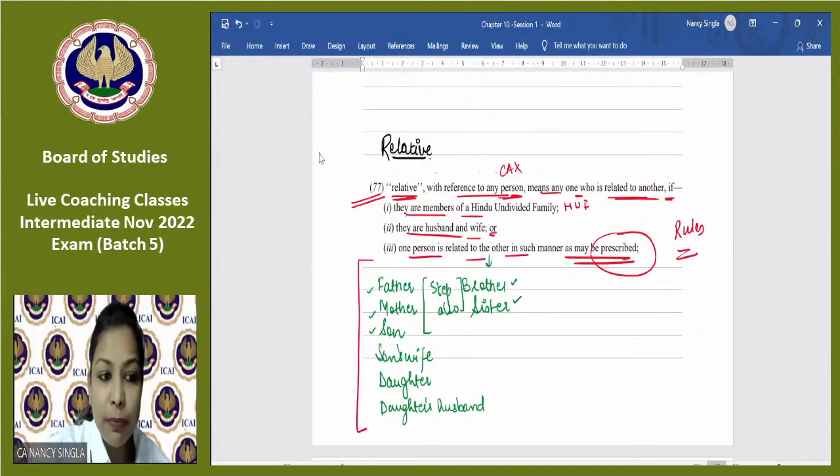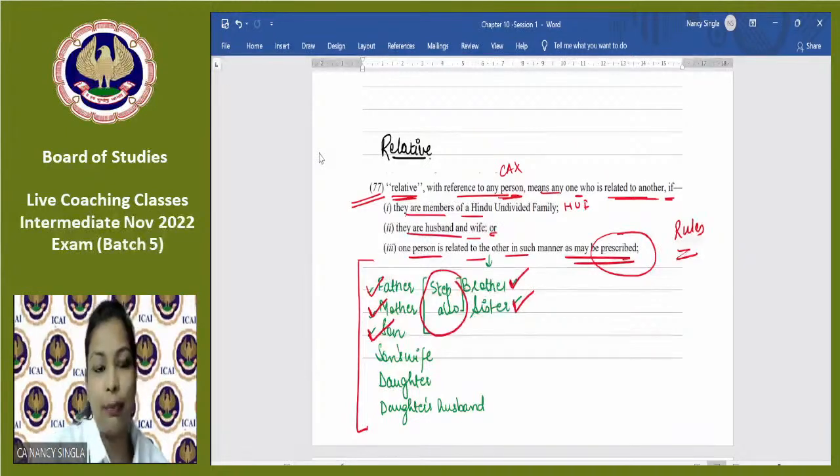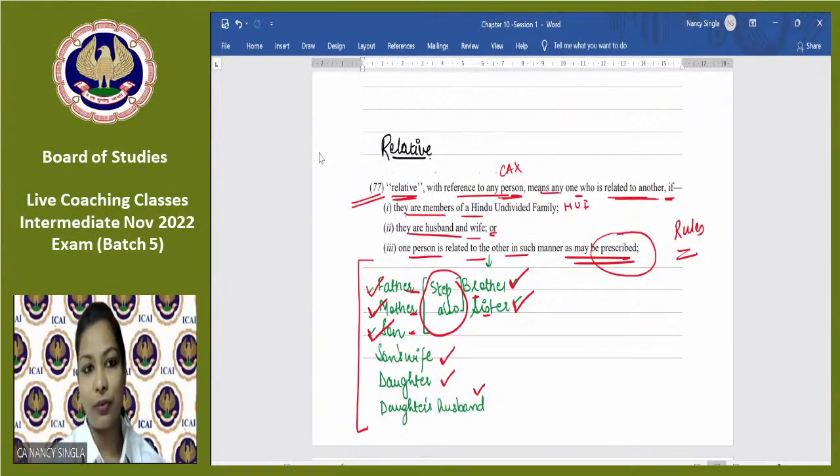So in the rules, it has been specifically mentioned that father is a relative, mother is a relative, son is a relative, brother is a relative, and sister is a relative, including the step, that is stepfather, stepmother, stepson, stepbrother, or stepsister. Then son's wife is a relative, daughter is a relative, and daughter's husband is a relative. Okay? So all these people are covered in what? The definition of relative, which is given in section 2, clause 77 of the Companies Act 2013. Clear? So members of HUF, husband, wife, and such persons as are prescribed.